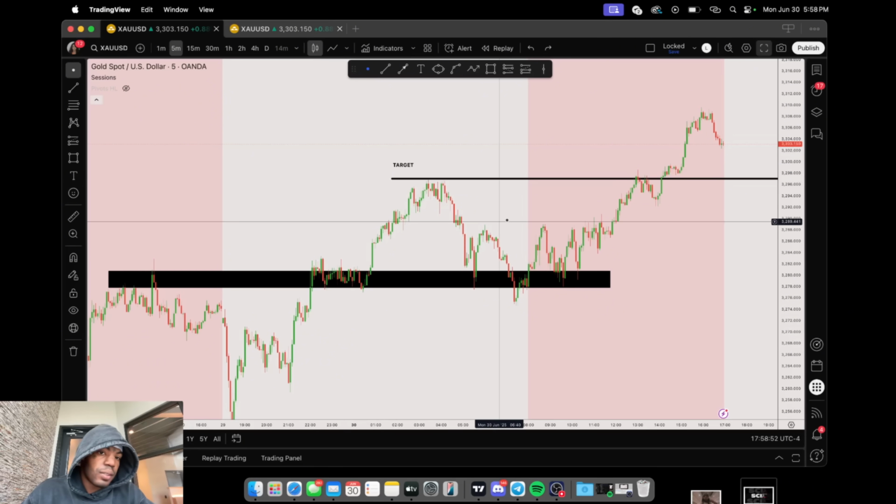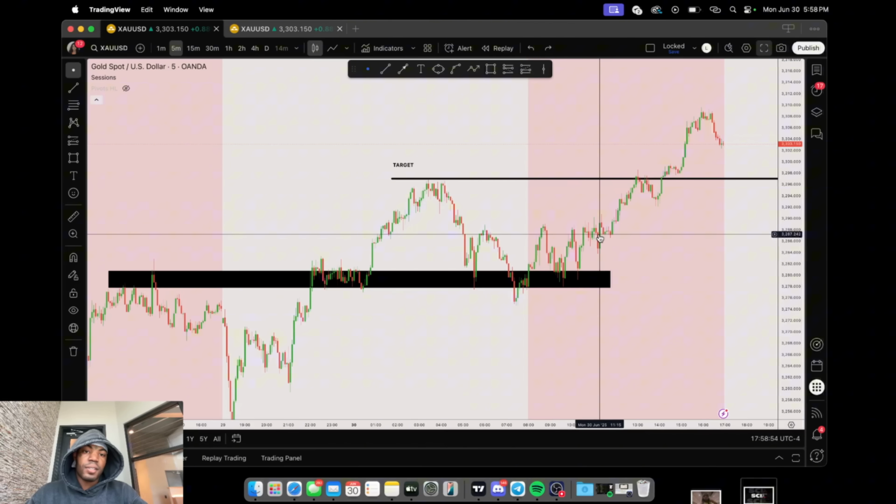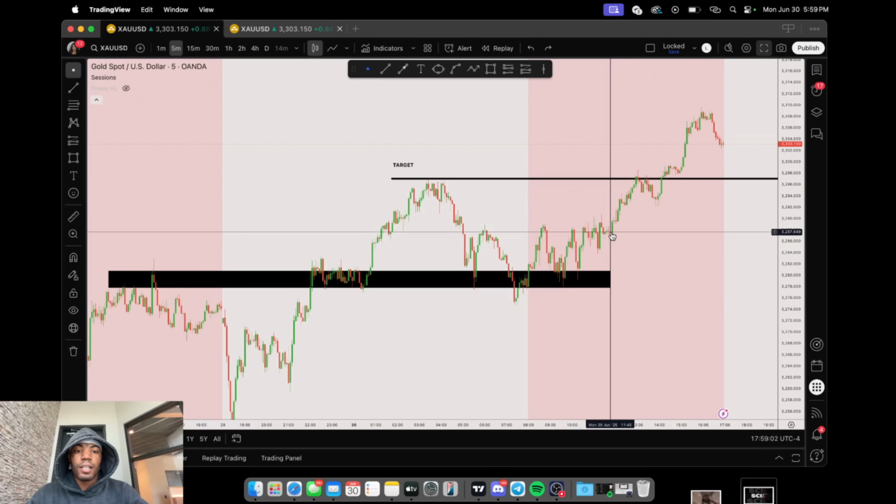So notice how this was all right around 12. As soon as 12 hit, price started to take off and it was smooth selling. But by that time, you were already up a couple of pips in profit anyways. And by this point, you feel super comfortable in your trade and everything else is just risk-free at that point.